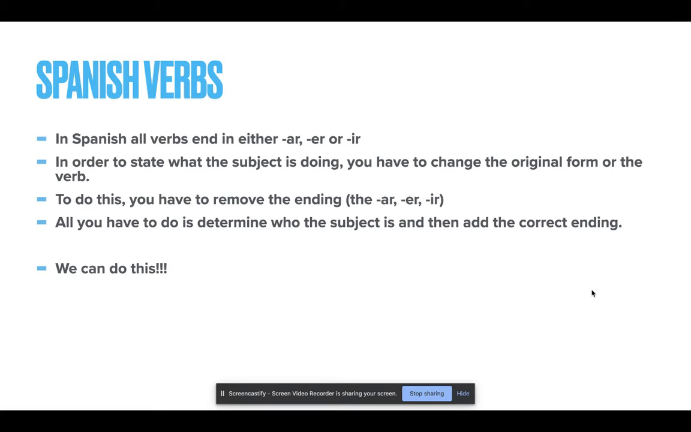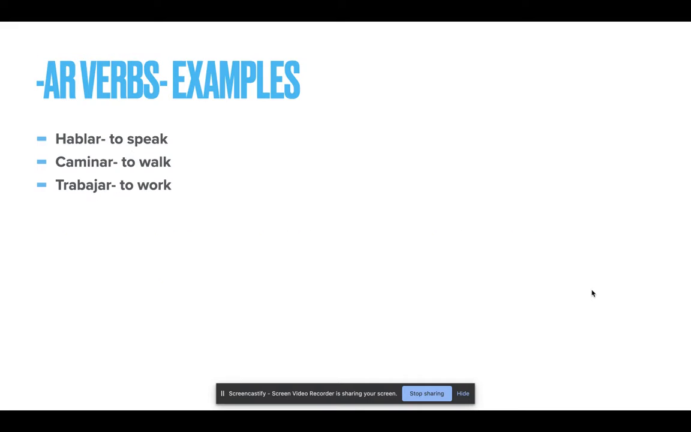So to do this, you have to remove the ending, the AR, the ER, the IR off your verb, and then you determine who the subject is, like, am I talking about myself? Is it you, he, she? Is it we, or is it they? Is it you, plural? So you just have to determine that and then add the correct ending. So you can do this. Let's look at some verbs.